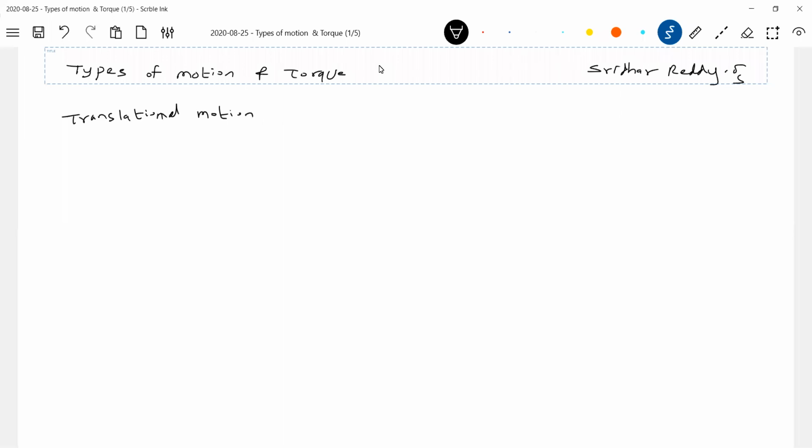Translational motion. Very often these words will be there. Translational motion, that one. So I use this word loosely in terms of center of mass. Here the object is any arbitrary shaped object, and there's a point A.